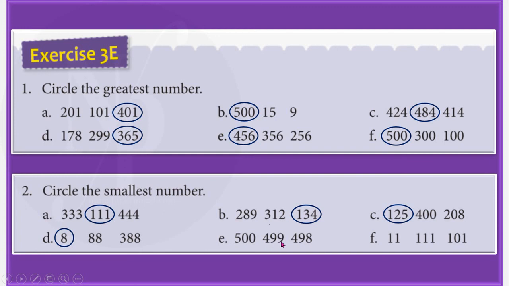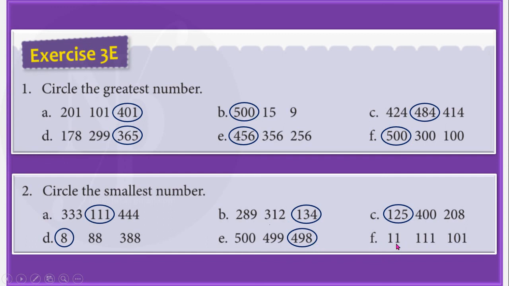Then we will move on to digits at ones place. In 499 we have 9 in ones place, and in 498 we have 8 in ones place. So when we compare 8 and 9, 8 is smaller than 9. Therefore, the number 498 is smaller than 499. So therefore, 498 is the smallest among the given three numbers.